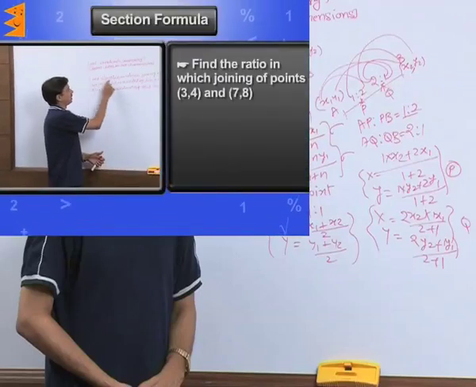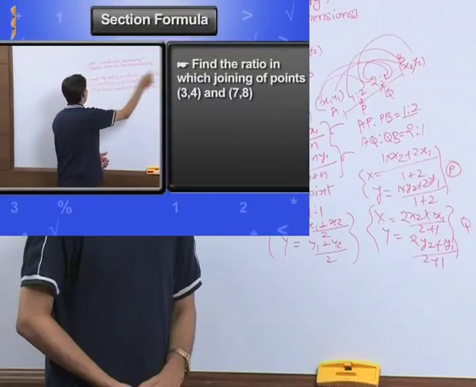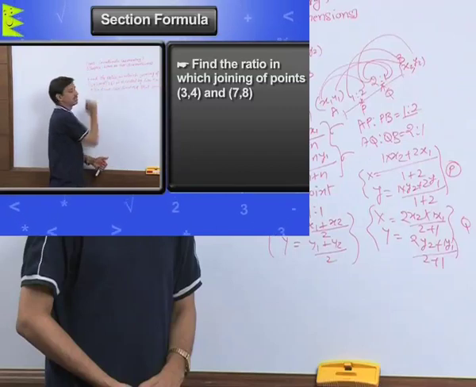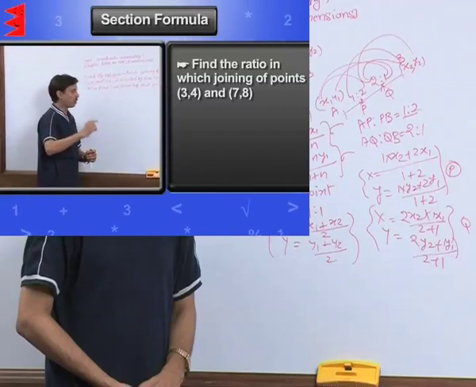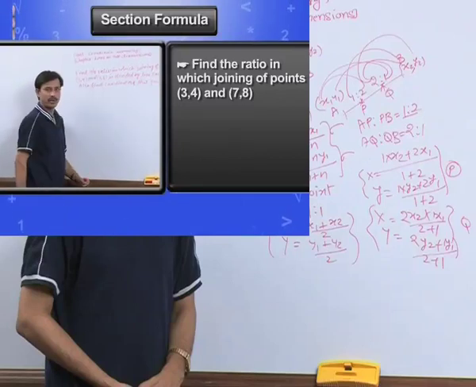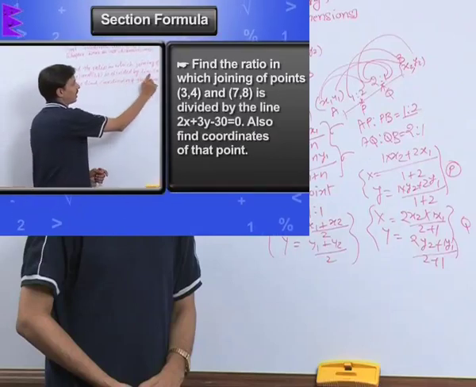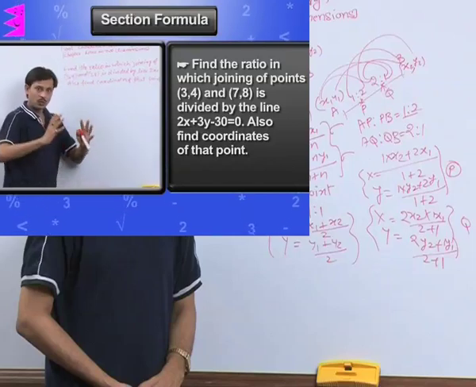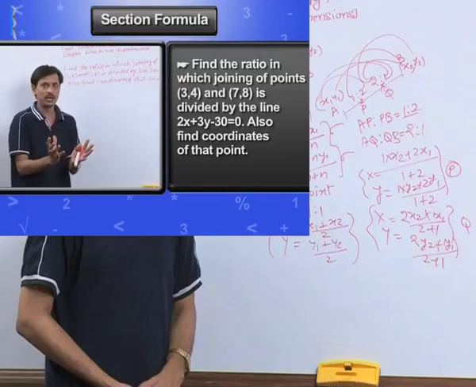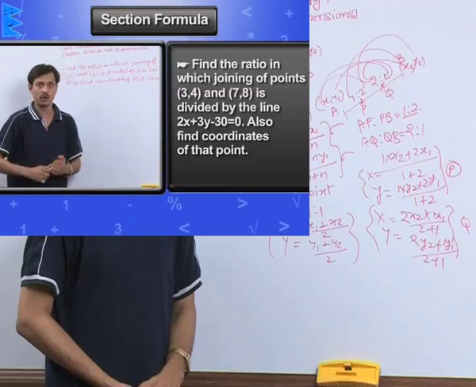Question is, find the ratio in which the joining of points 3, 4 and 7, 8 is divided by the line 2x plus 3y minus 30 is equal to 0. So first of all we must understand what the question is looking for.